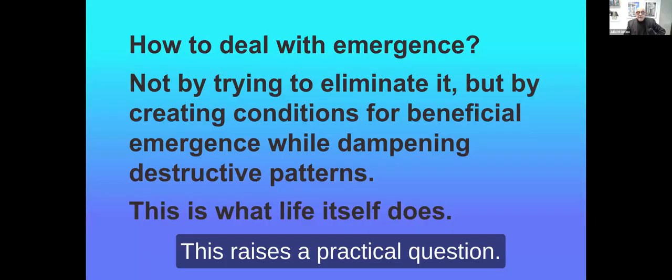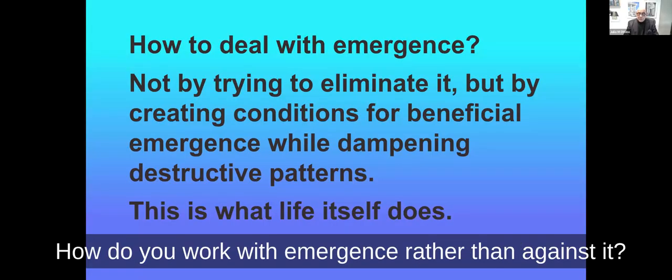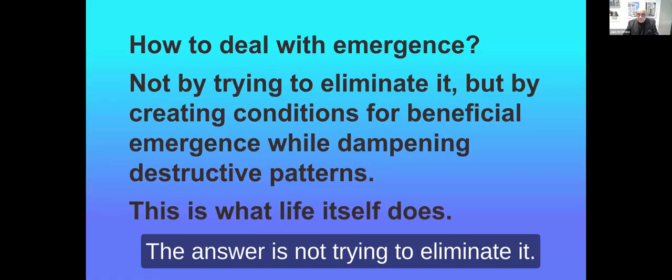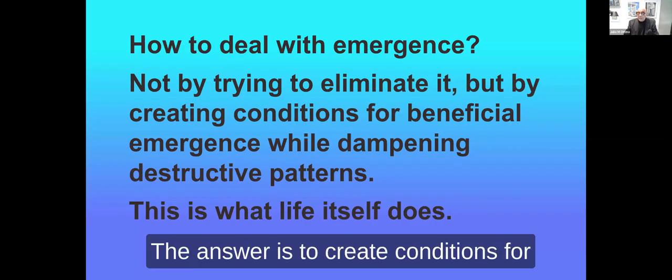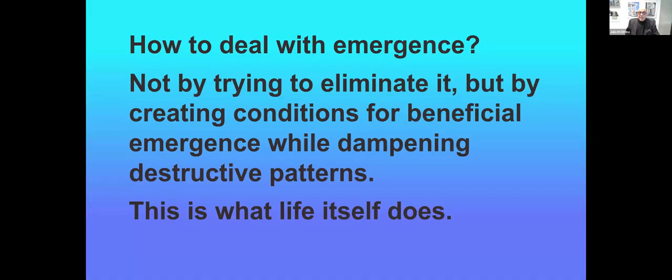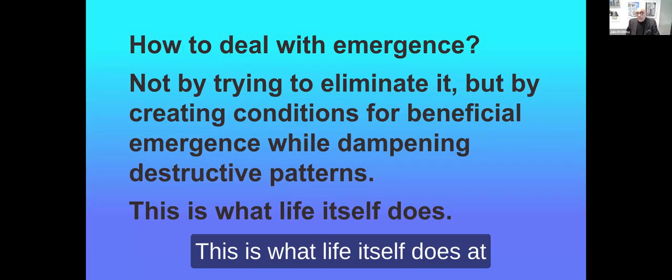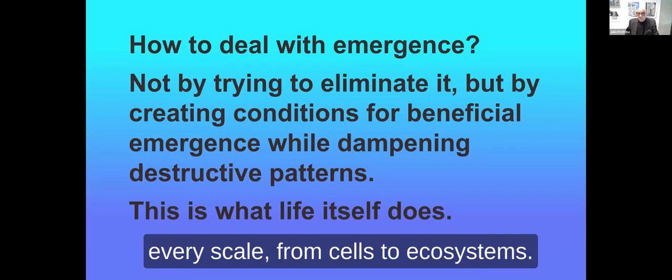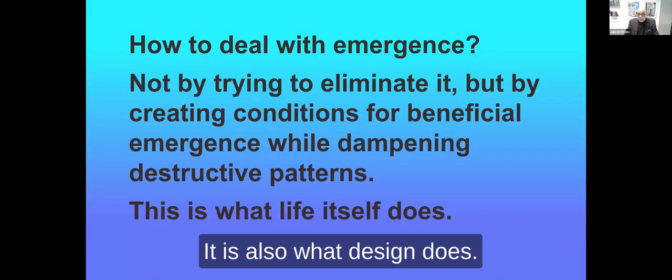This raises a practical question. How do you work with emergence rather than against it? The answer is not trying to eliminate it. That's a losing battle. The answer is to create conditions for beneficial emergence while dampening destructive patterns. This is what life itself does at every scale, from cells to ecosystems. It is also what design does.